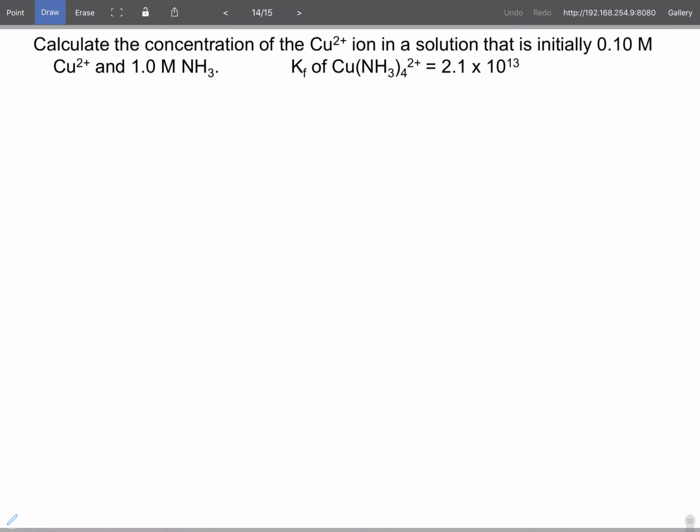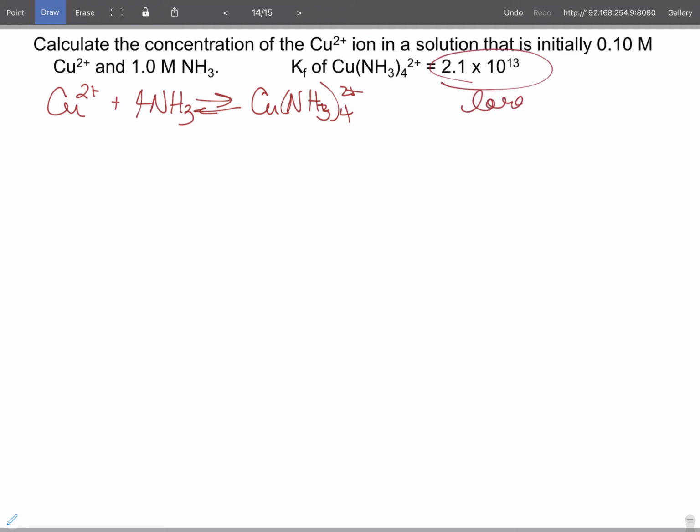Okay, so here we go. We have copper 2 plus and 4 ammonias will produce the complex with 4 amides. Okay, we have a large positive value, which means all the copper will move to the complex.